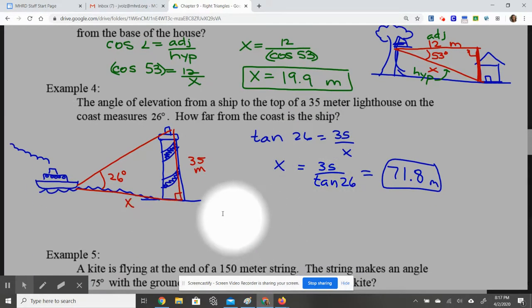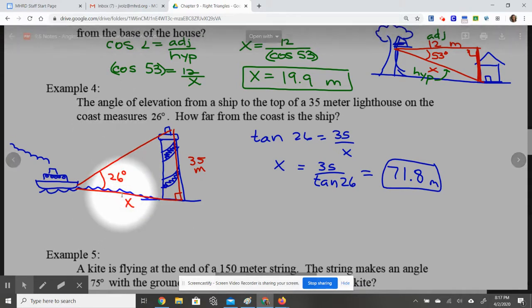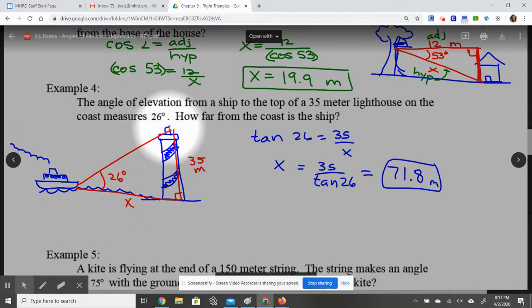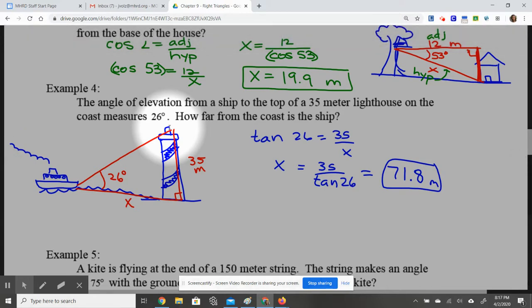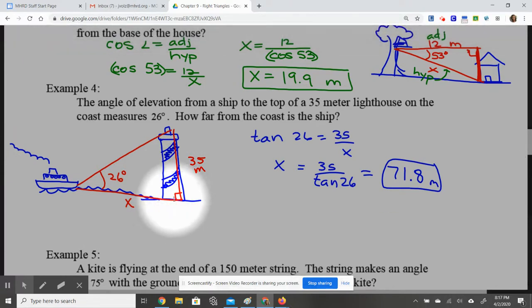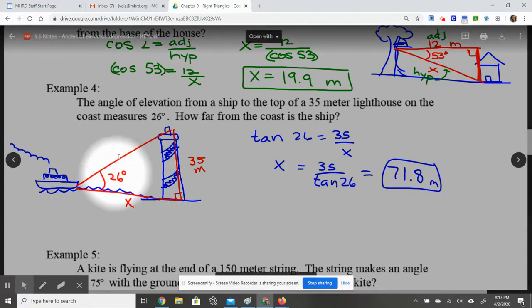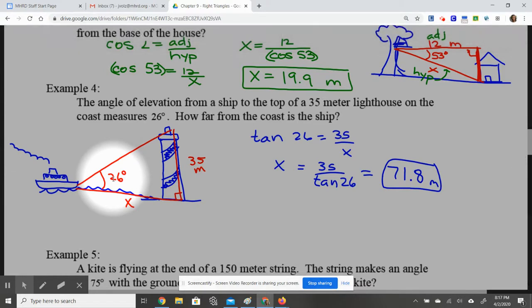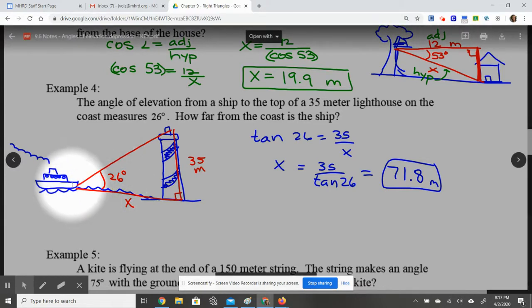Okay. Example 4, the angle of elevation from a ship to the top of a 35-meter lighthouse on the coast measures 26 degrees. How far from the coast is the ship? So assuming that the lighthouse is right on the edge of the coast, it's 35 meters tall. The ship's angle of elevation from there to the top of the lighthouse is 26 degrees. We can figure out the distance from the ship to the shoreline, the coast.